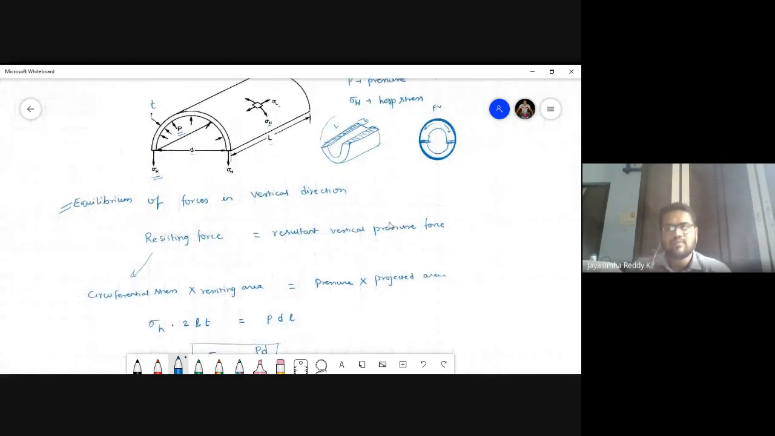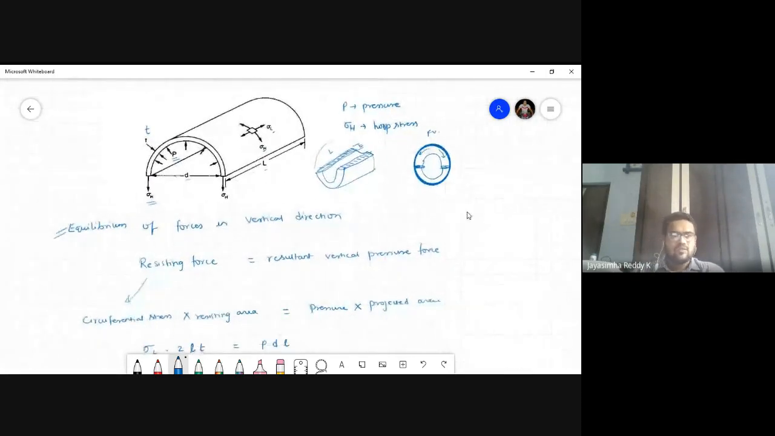Solid. I have come from the basics, students. So there is a pressure applied like this. This pressure P will induce some force. So pressure is acting upon this contact area, this projected area, which is nothing but P into dl.